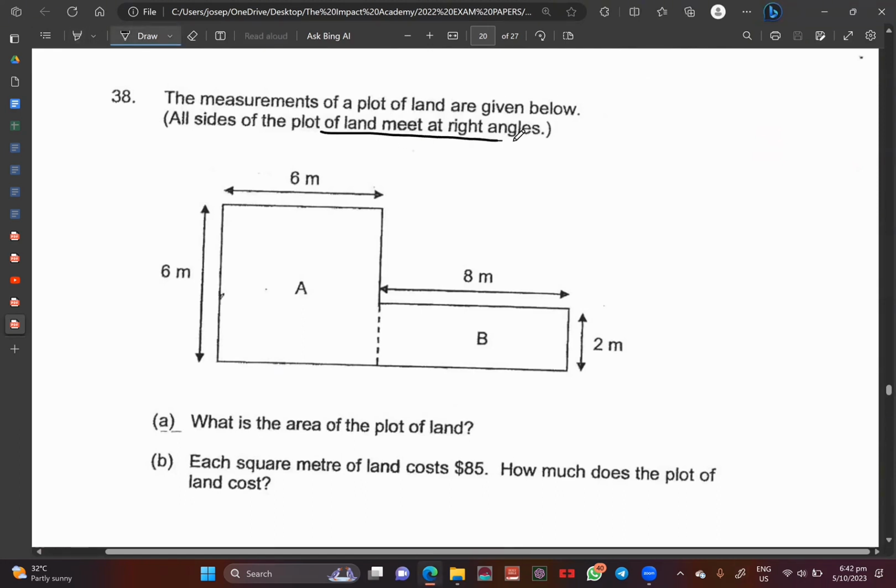All sides of the plot of land meet at right angles. Now, the question wants us to find the area of the plot of land. Isn't this a composite figure? Yeah, right? So you want to break it up. You want to see A alone, B alone, right?